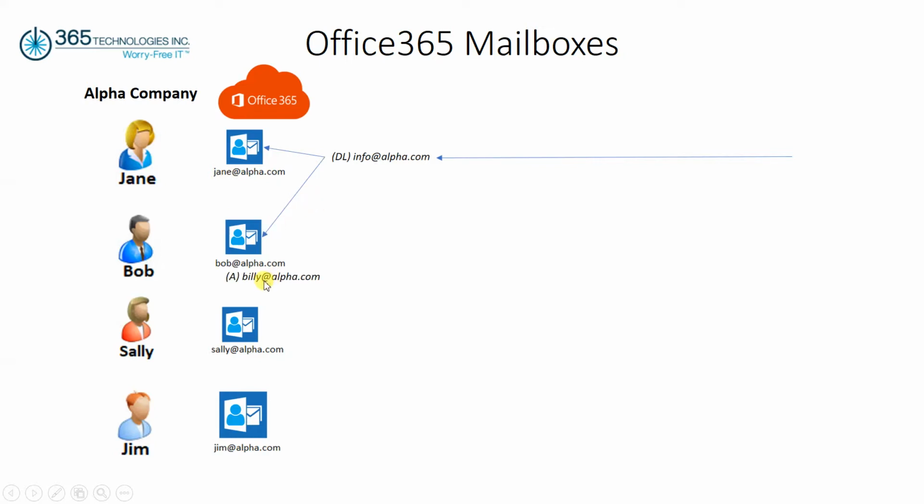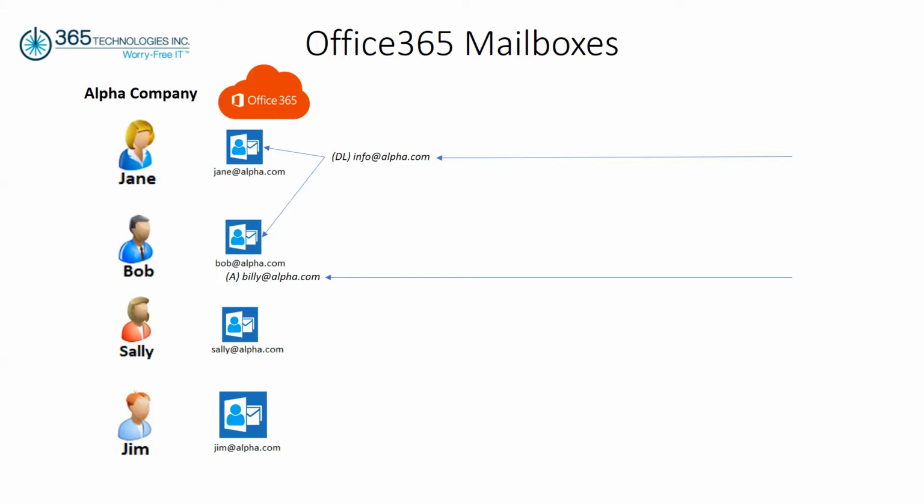I've added Billy here as an alias. There's the A for alias on Bob's account. Billy was a previous employee. Bob's going to receive all the email that was going to him. He can pick a time frame of a month or 2 months or a year, and then we can remove Billy@alpha.com, or he can keep it for as long as he wants. Doesn't matter. It doesn't cost him anything extra. Aliases are free. So any email coming to that email address automatically goes to Bob's inbox in his user mailbox.